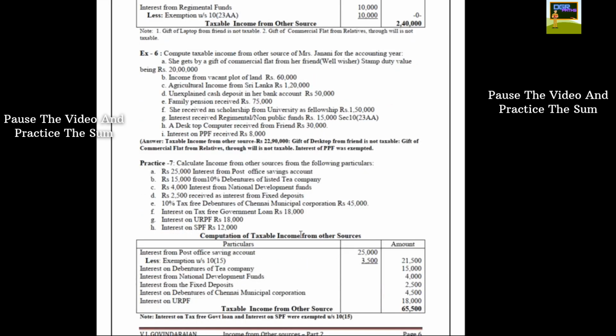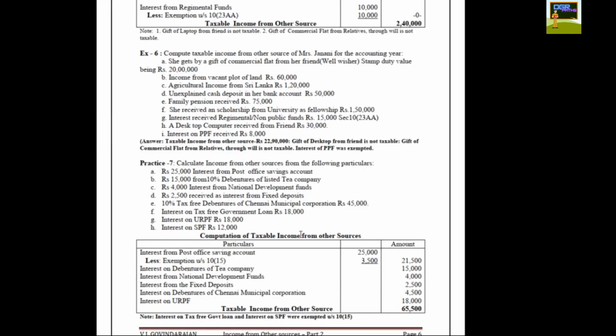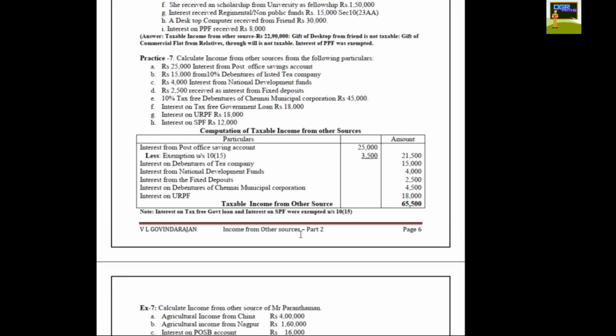Let us see practice 7. Calculate income from other sources from the following particulars. 25,000 interest from post office savings bank account. For a post office savings bank account, we can claim up to 3,500 exemption under section 10(15), so the balance is taxable. Rupees 15,000 from 10% deposits of a listed tea company, fully taxable. 4,000 interest on national development funds, fully taxable. 2,500 received as interest on fixed deposit, also fully taxable.